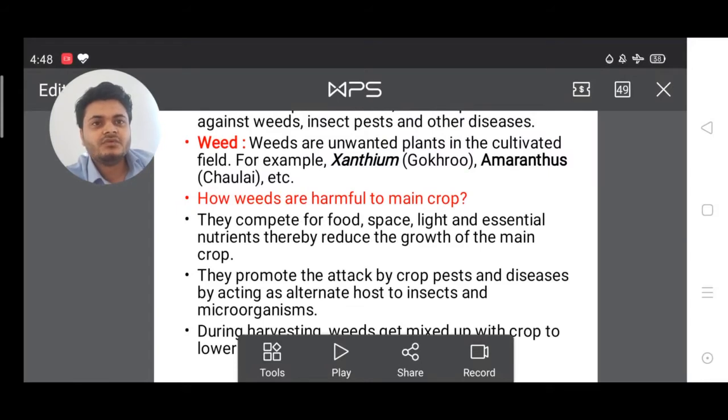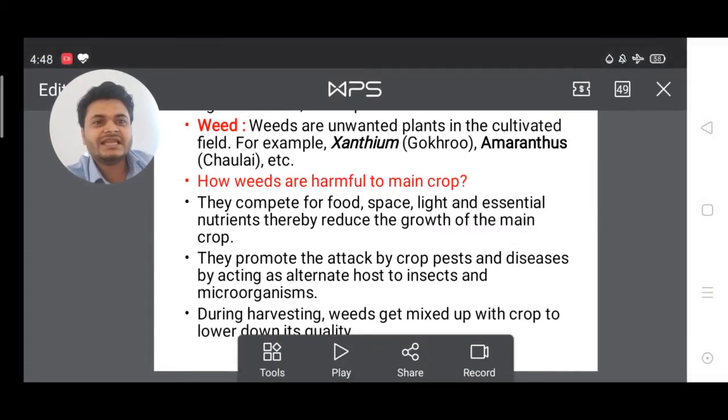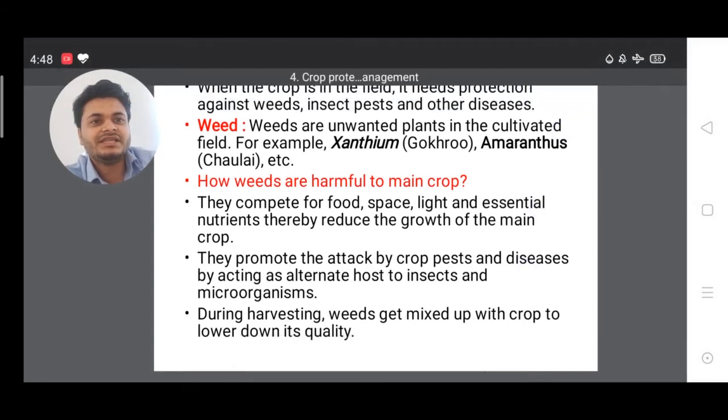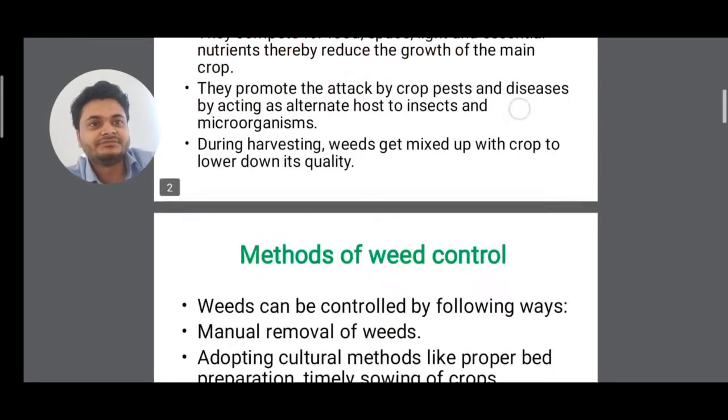Next we'll see how weeds are harmful to main crops. They compete for food, space, light and essential nutrients, thereby reducing the growth of the main crops. They promote the attack by crop pests and diseases by acting as alternate hosts to insects and microorganisms. During harvesting, weeds get mixed up with the crop and lower its quality.